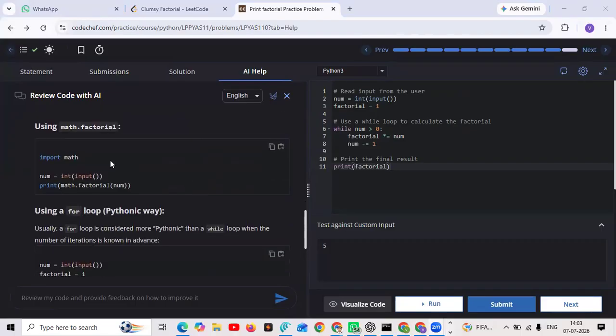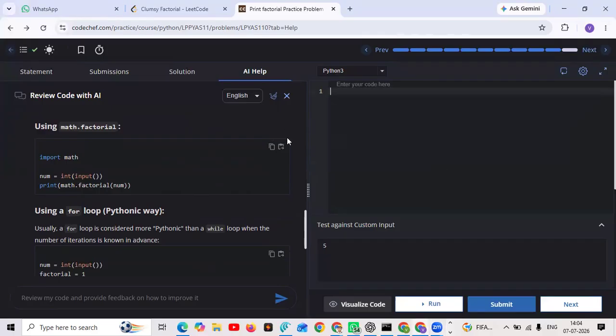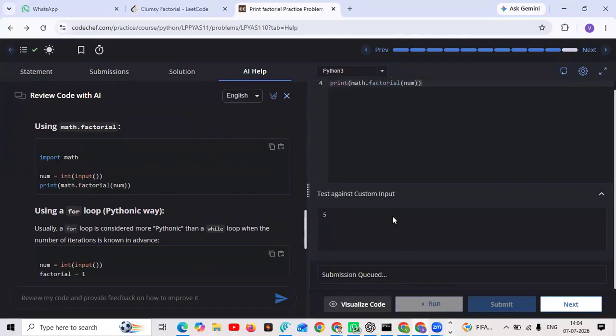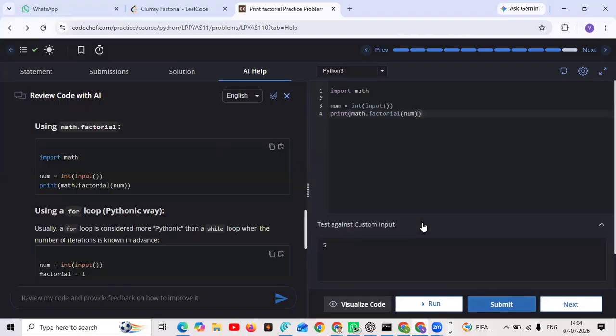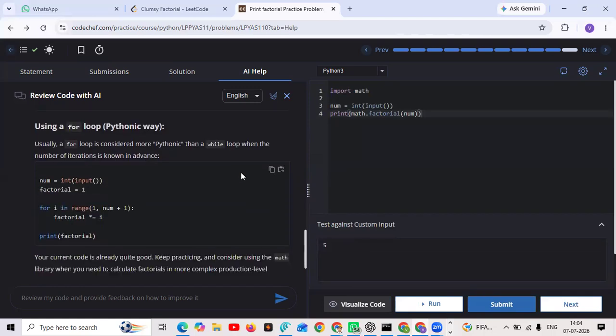Okay, so there's one more thing that we can also use: math dot factorial. Let's check with this one also. Yes, I was also thinking about this, math dot factorial of num. It also has to work obviously because it is their given solution only. And a for loop is a Pythonic way. Usually, a for loop is considered more Pythonic than a while loop when the number of iterations is known in advance.